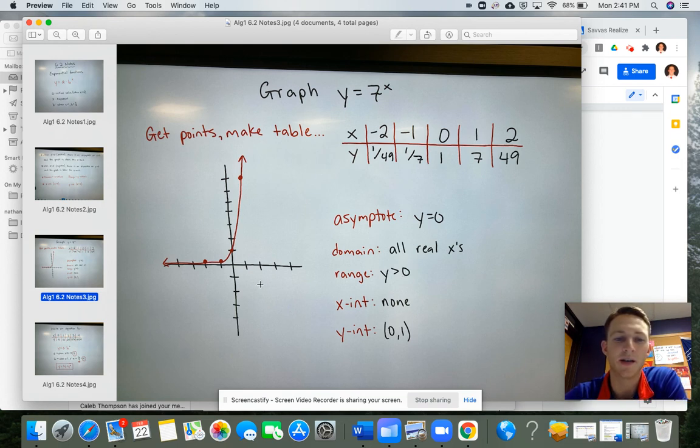Our x-intercept, we're never going to cross the x-axis, right? We have that asymptote where this line is never going to cross the x-axis. It's just going to keep being smaller and smaller fractions, so there's no x-intercept. And then we saw that our y-intercept was 0, 1, right here at 0, 1. So we have y-intercept at 1.